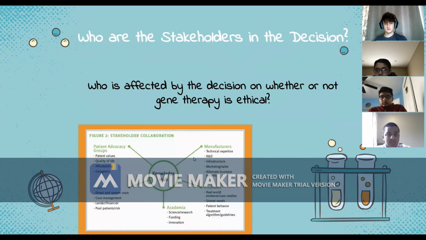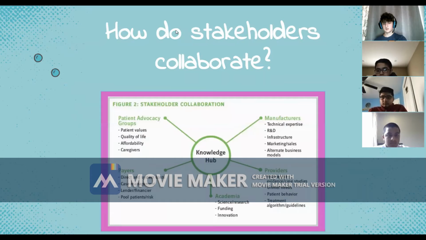Who are the stakeholders in this situation? Some stakeholders in this situation include payers, biotech, biopharmacists, government, patients, disease advocacy groups, scientists, and academia. This picture illustrates the connection between the different stakeholders in this.